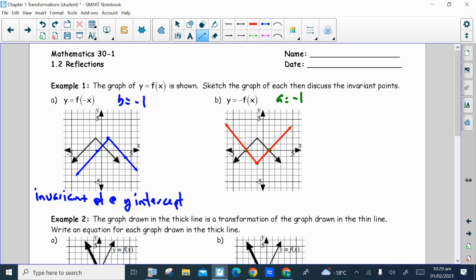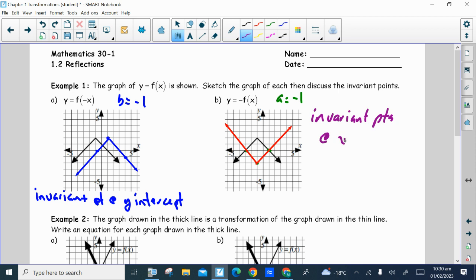So that's what it looks like. Right? So in this case, our invariant points were at the x-intercepts. There were 2 of them.